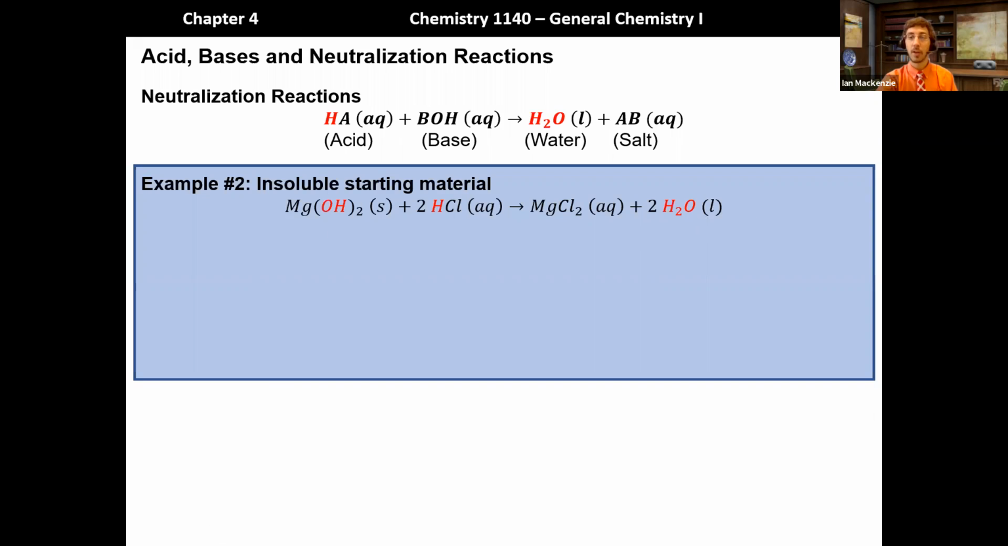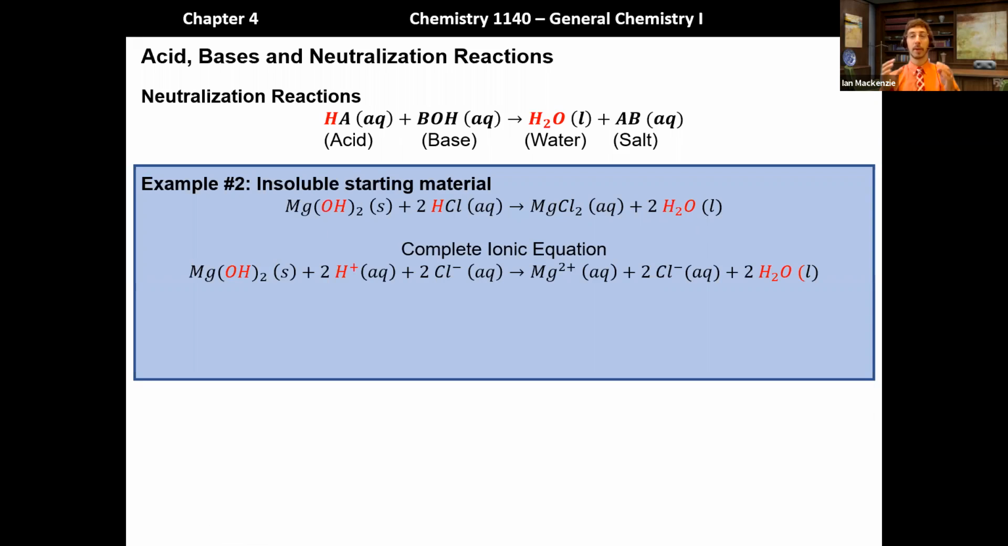For the net ionic equation, remember, we only break up anything that is aqueous. So the magnesium hydroxide does not dissociate because it's a solid. The HCl does because it's aqueous, so you have 2 protons and 2 chloride ions. And magnesium chloride is aqueous, so we break that up into the magnesium 2+ ion and 2 chloride ions. Water is not aqueous, so we do not dissociate it, and it's left as 2 water molecules.